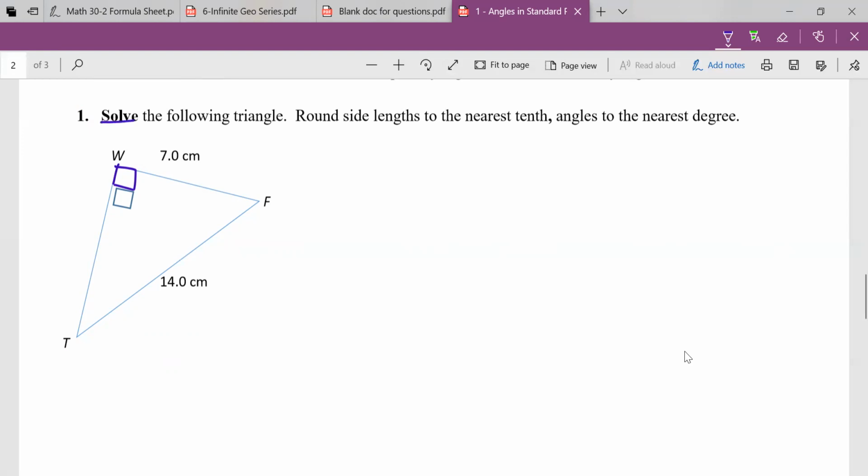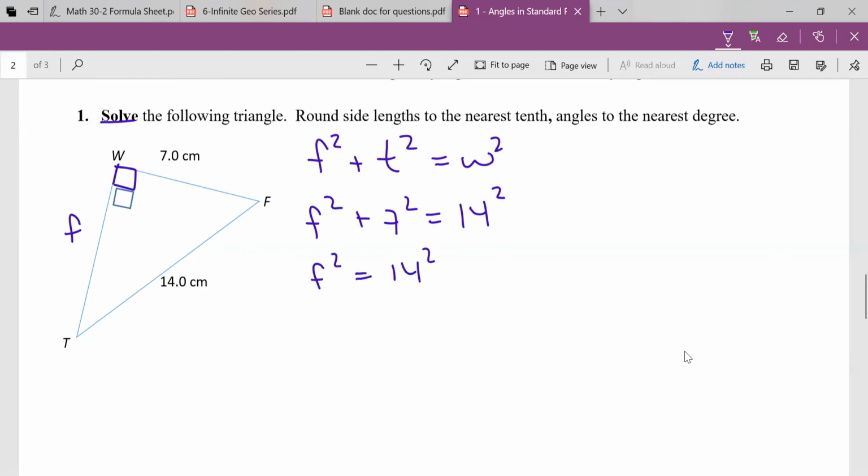So to solve, what that means is find all missing sides and angles. More than one way to do this, but what I'm going to do here is find side F. So what formula am I using? Well, I don't have A's, B's, and C's. I know a lot of people write it as a squared plus b squared equals c squared, but I don't have that. So I'm going to rearrange my formula to fit this triangle. Then I'm going to sub in my numbers. And again, I always want you showing the formula you're using. Show me what you're doing.